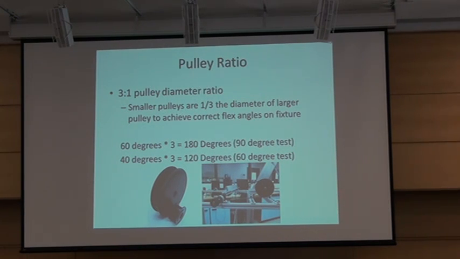So with that 3-to-1 ratio, we multiply our 60 degrees by 3. That gives us 180 degrees, which correlates to our 90-degree test. And same with this 40-degree one. We multiply that by 3, it's 120. That's our 60-degree test. And we also have one more, a 45-degree test.